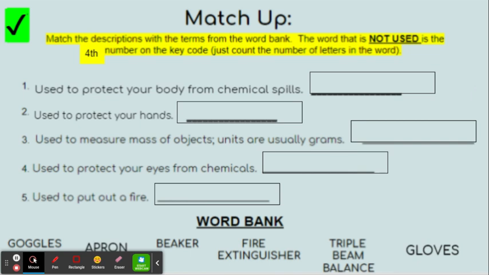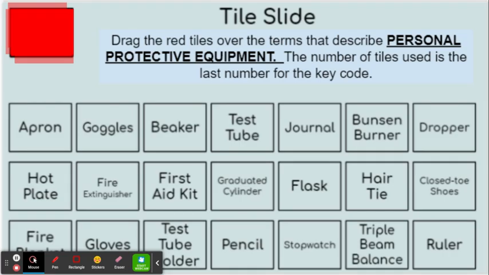And you're counting the numbers of the letters in the word. So I don't want to give you an answer, but you would just count if it was beaker. Beaker. So that's 6 letters. So that fourth number in the key code would be 6. You might want to be jotting this down.